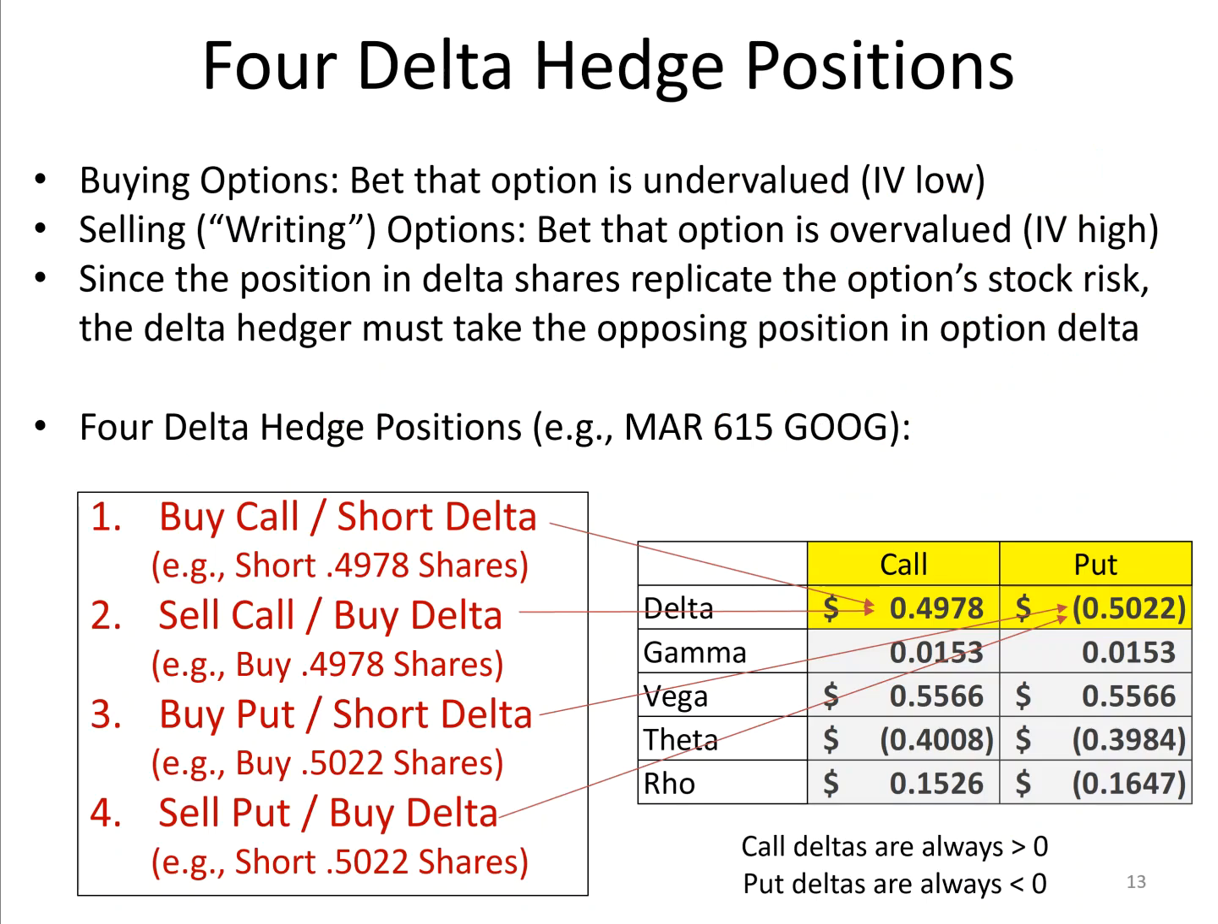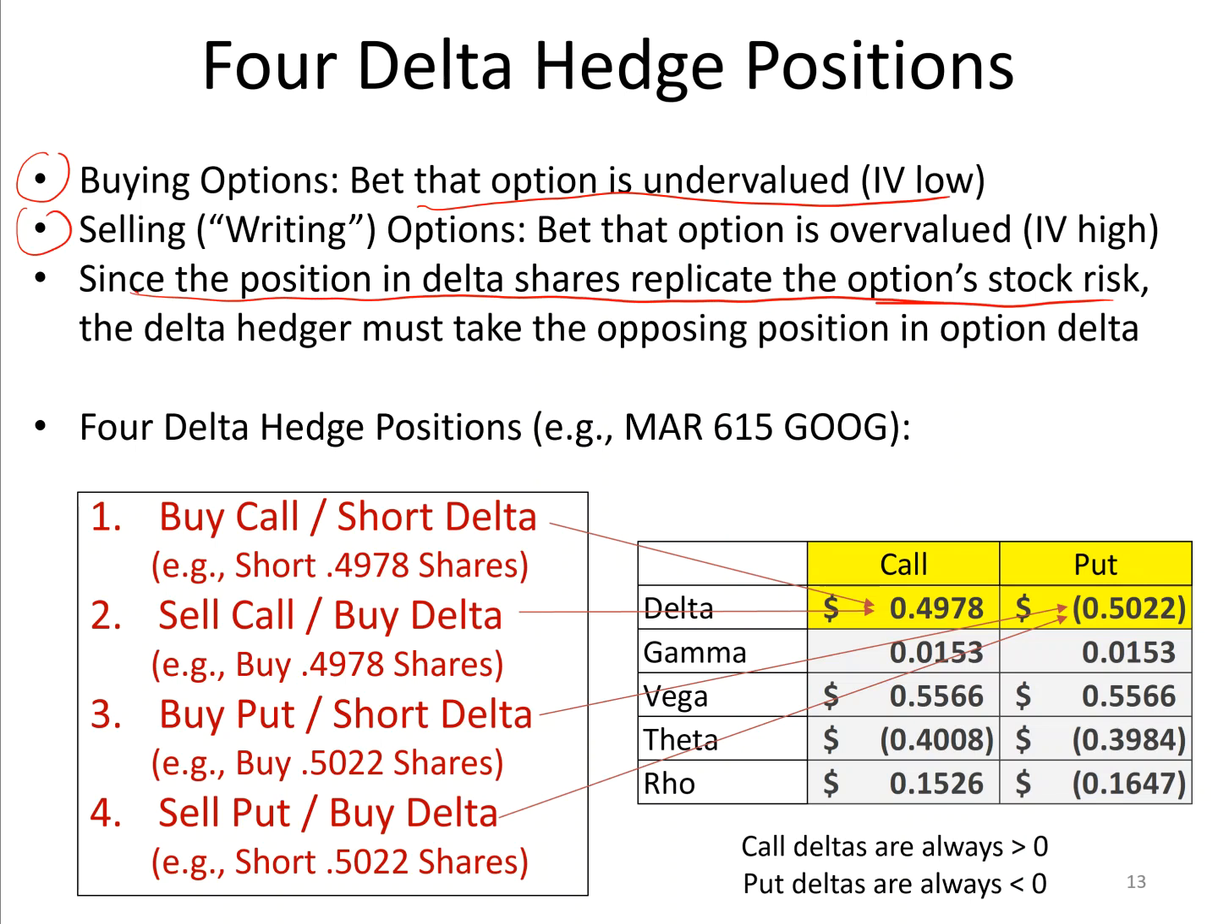Now, for delta hedge positions, remember you could buy calls or sell calls, buy puts or sell puts. You have 4 positions. You're going to buy calls and puts if you believe that the implied vols are too low. So you believe those options are undervalued, so you're going to buy them. You could sell calls and puts because you believe the volatility is too high. You think that implied vol is going to go down, so you short those options. Now, since the position in delta shares replicates the option's stock price risk, the delta hedger must take the opposing position in the option delta.